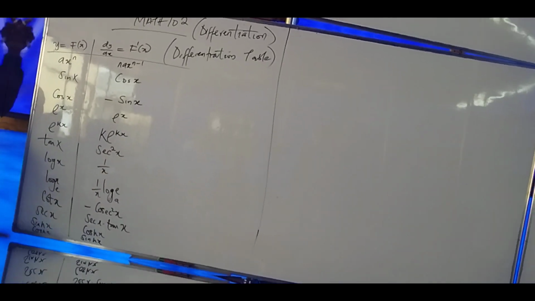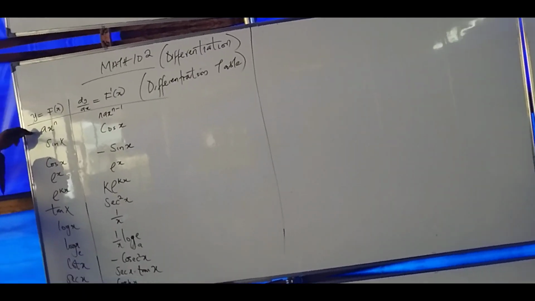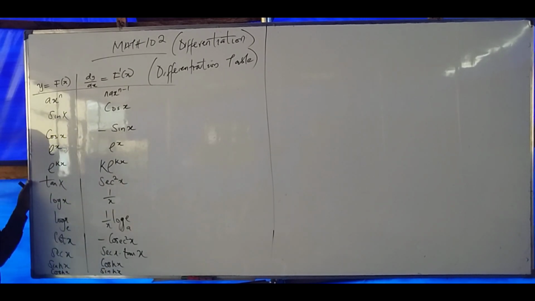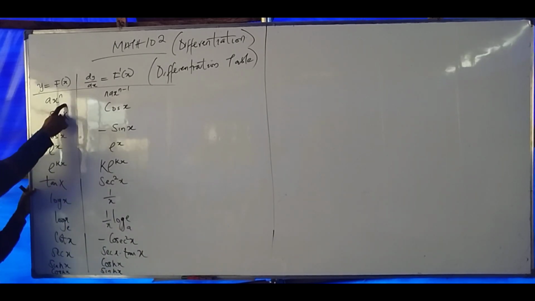And here on the table we have differentiation. The first is called the power rule. The power rule says what? If I'm to differentiate this, what do we do? We multiply n by a, right? And subtract 1 from the power of n. Isn't it so? We are all here, right? When I taught this, right?